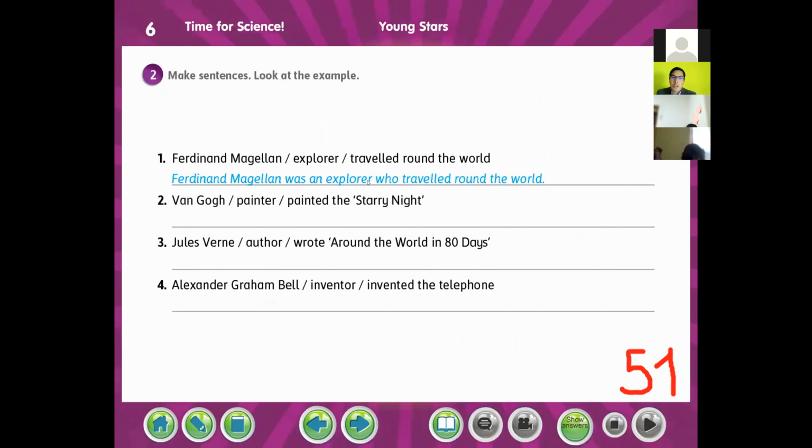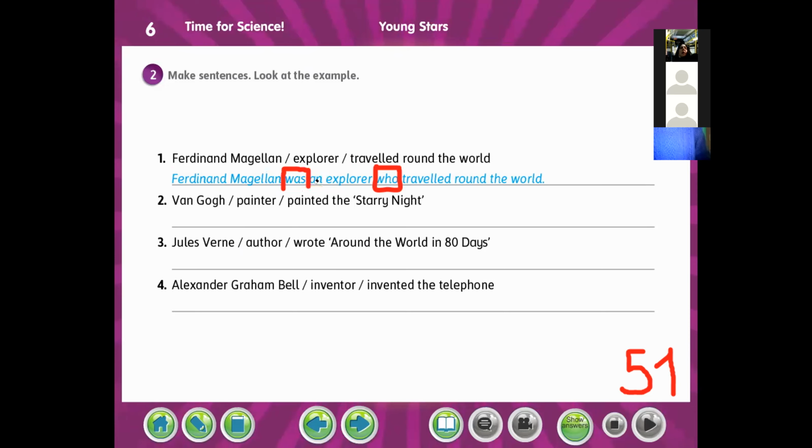We are going to use these ideas to create a sentence. Pay attention. Ferdinand Magellan was an explorer who, because we are talking about people, who traveled around the world. We use was because it's past tense. It's not alive, Ferdinand Magellan. And use who.